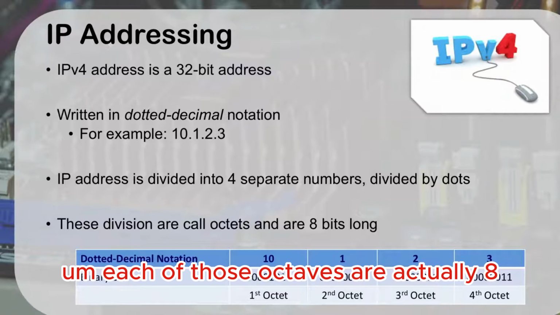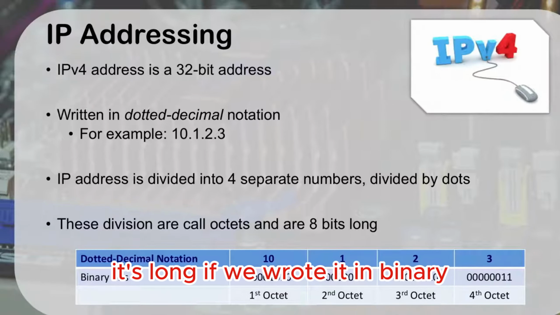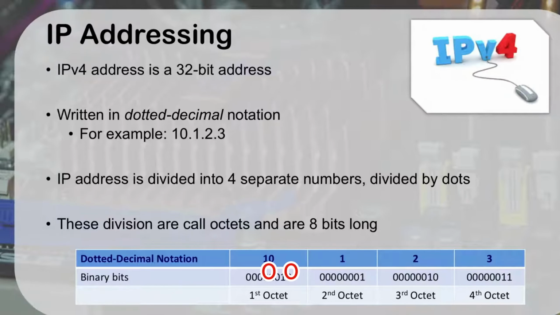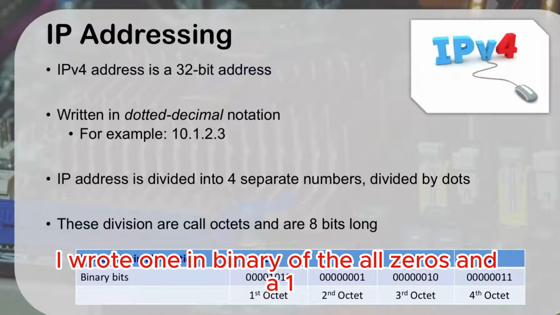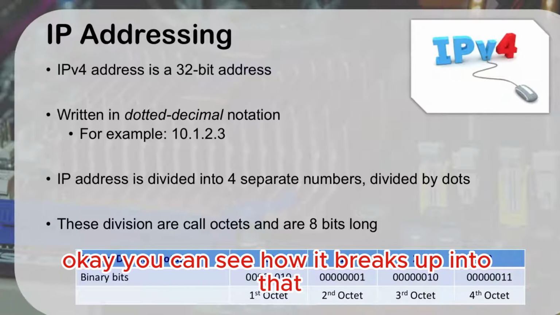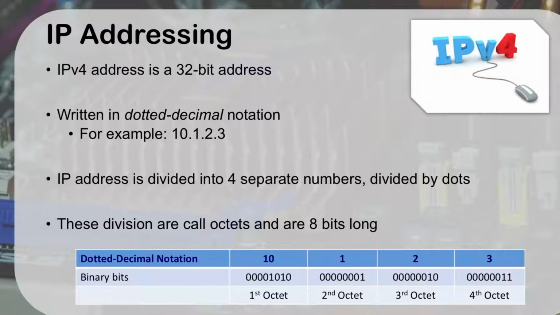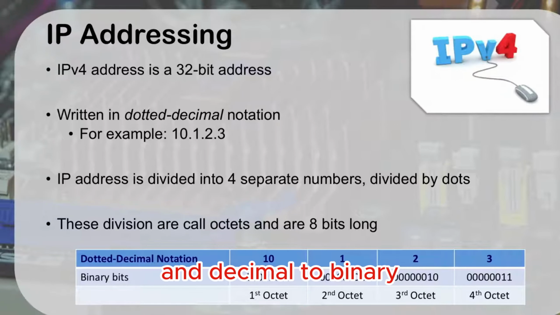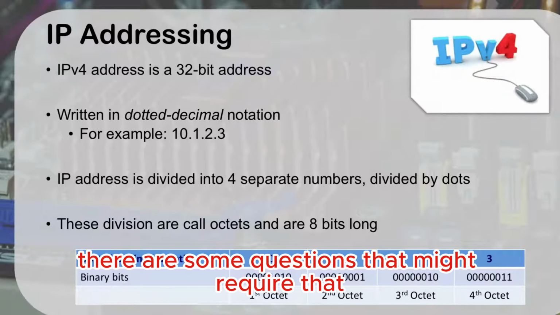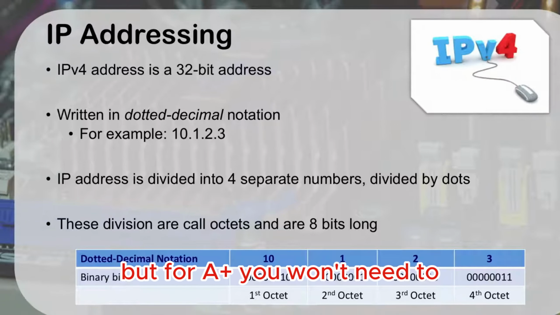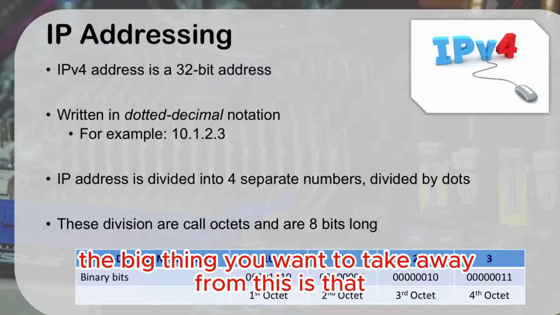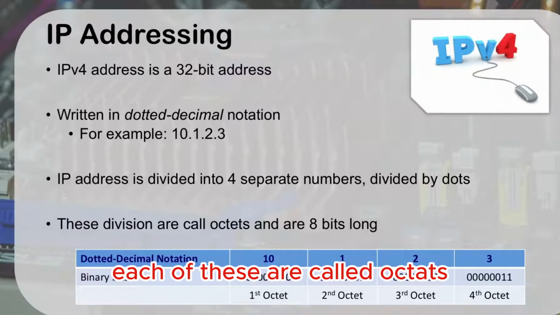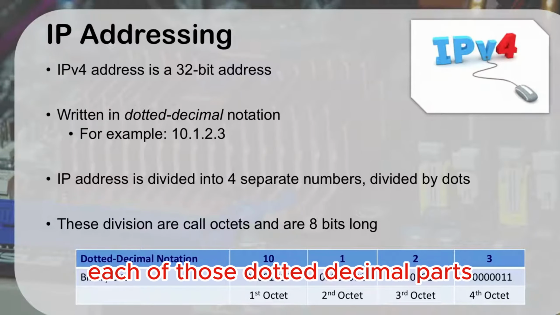Each of those octets is actually 8 bits long if we wrote it in binary. So for instance, if I wrote 10 in binary, it's actually 00001010. If I wrote 1 in binary, it would be all zeros and a 1. You can see how it breaks up into that. For A+, you don't need to know how to convert things from binary to decimal and decimal to binary. When you get into Network Plus or Security Plus, there are some questions that might require that, but for A+, you won't need to. The big thing I want you to take away from this is that IPv4 is a 32-bit address, and that each of those dotted decimal parts is called an octet.